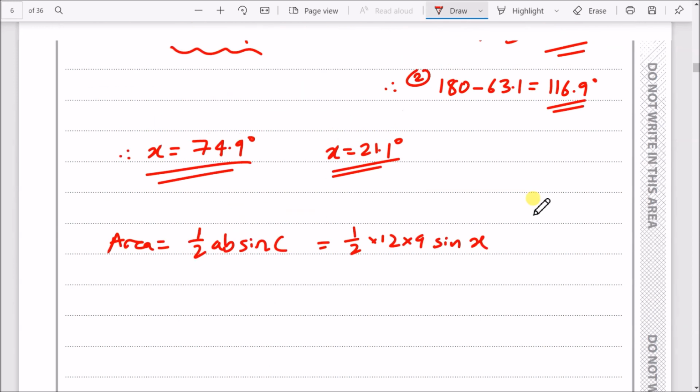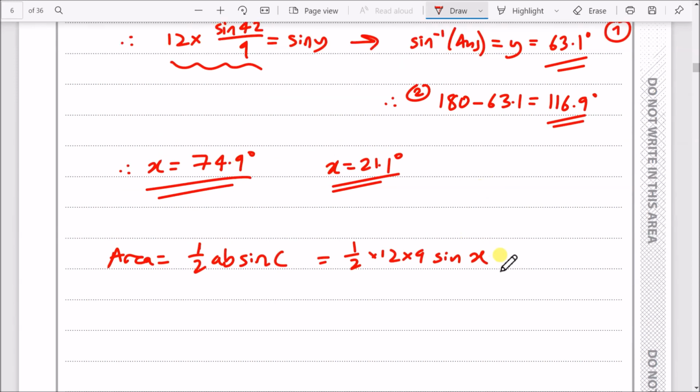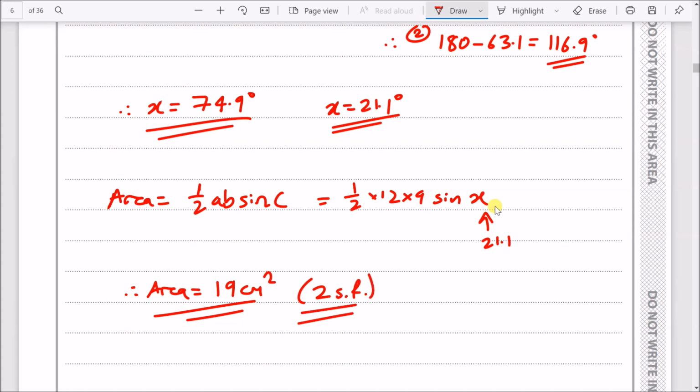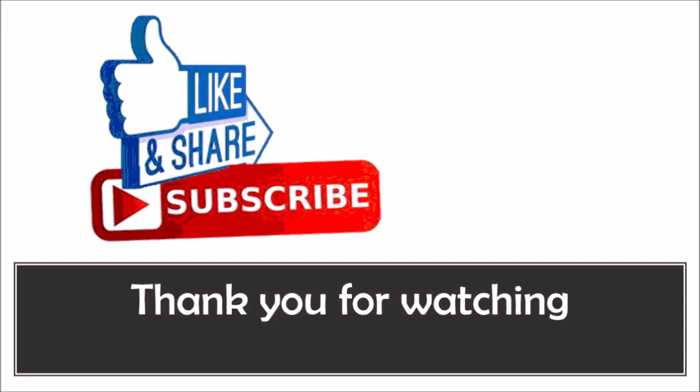Well, if you want to pick the smaller area, you're going to pick the one that has a small angle. So using 21.1 for x, if you substitute that in, so just replace this with 21.1, you're now going to get an area of, if you do it carefully in your calculator, guys, roughly 19 centimeters squared to two significant figures. And that's it, that's really it for number 3.